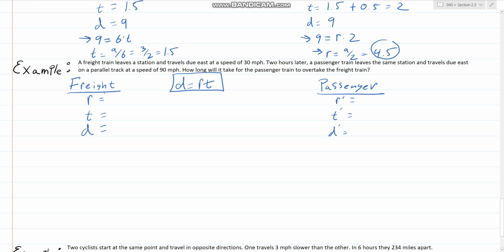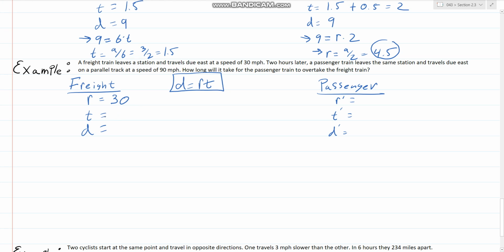Anyway, okay, so for the freight train, it's traveling at 30 miles per hour, so I'm going to write 30. What else do we know? Do we know about the time? I do know about the time.